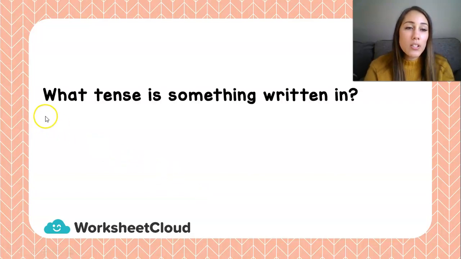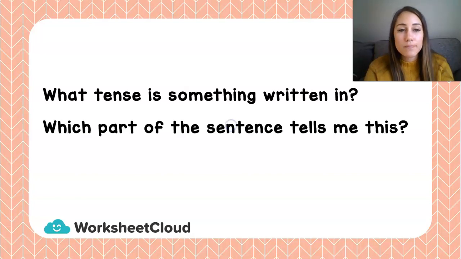Now we've already looked at a few of these. We've looked at present tense. We've looked at two different types of present tense. And we've looked at past tense. But today we're going to look specifically at future tense. But we are going to ask ourselves, what tense is something written in? So we're going to look at a sentence and then we're going to say, is this in the present tense or is this in the past tense? And we're also going to try and change something from a tense to a different tense.